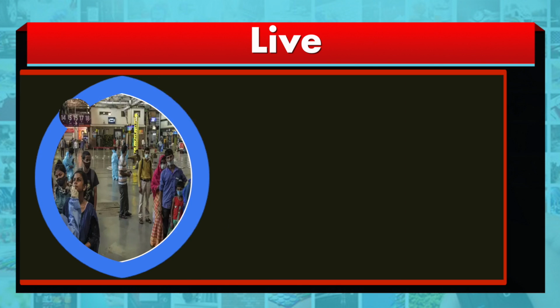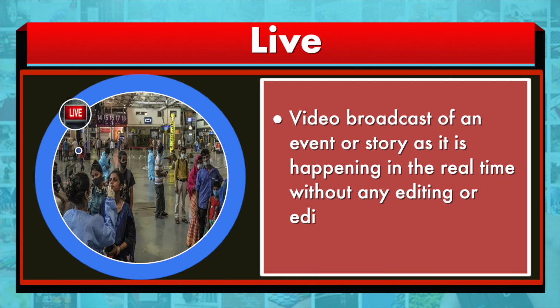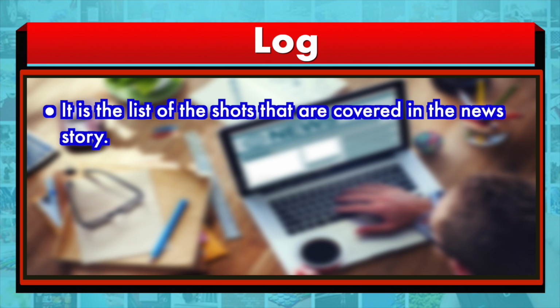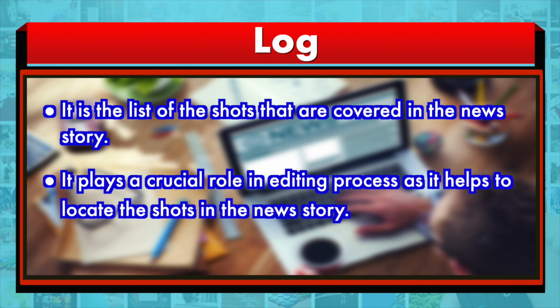Live. Video broadcast of an event or story as it is happening in real time without editing or editorial interventions. Log. It is a list of the shots that are covered in a news story. It plays a crucial role in the editing process as it helps to locate the shots in the news story.